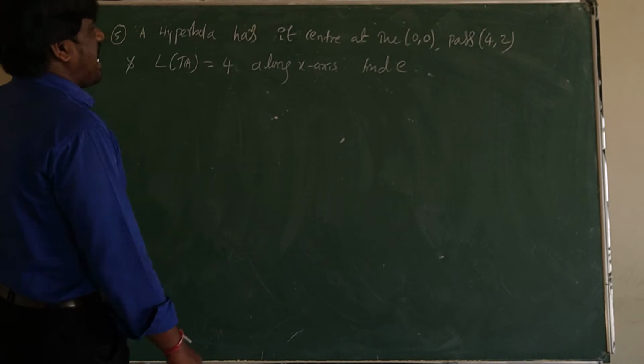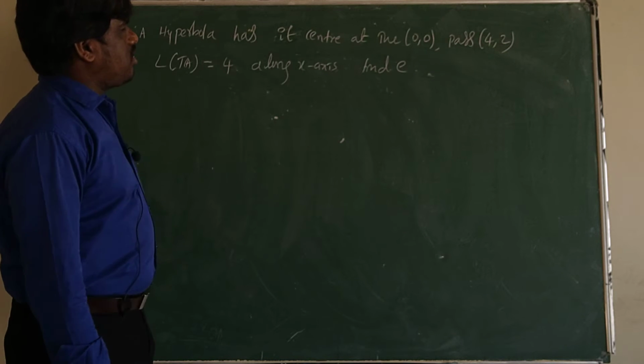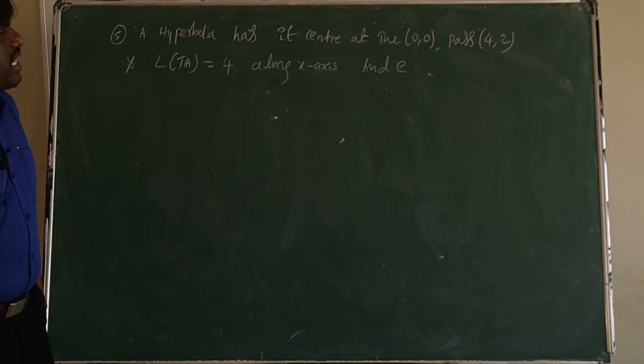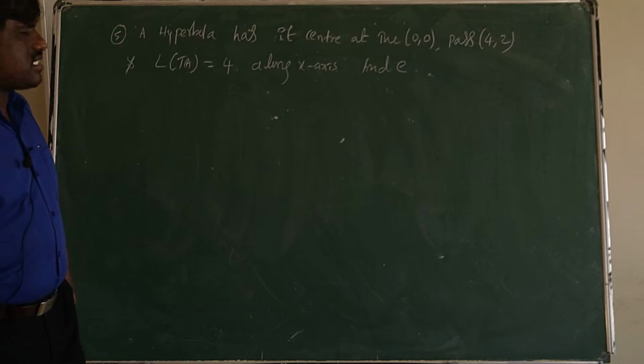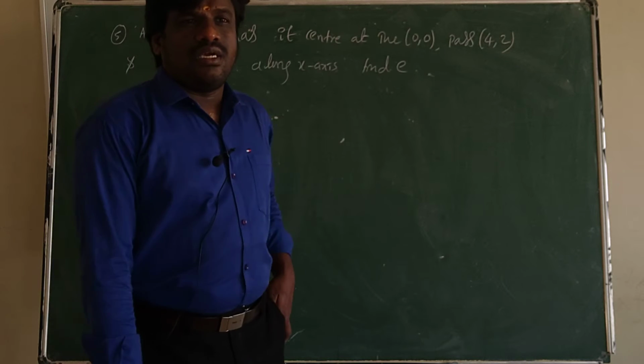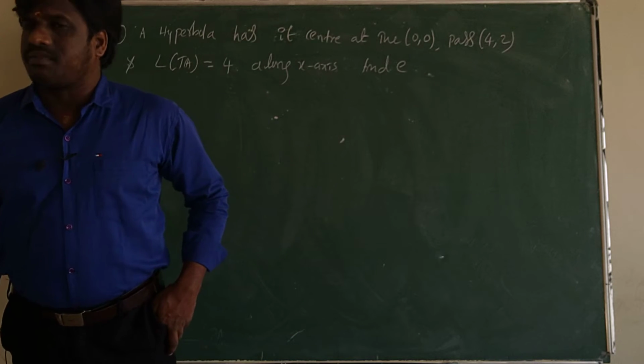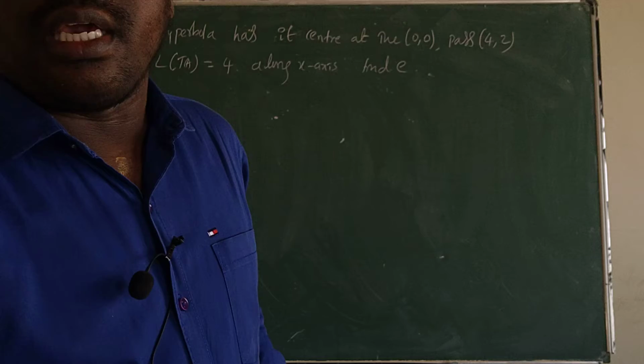Hyperbola. A hyperbola has its center at the origin (0, 0), passes through (4, 2), and the length of the latus rectum is 4, along the x-axis. Find the eccentricity e. All these are JEE questions which I am explaining.